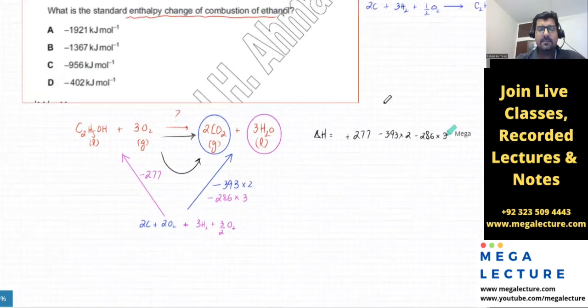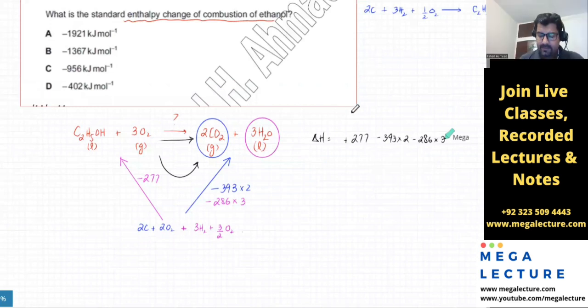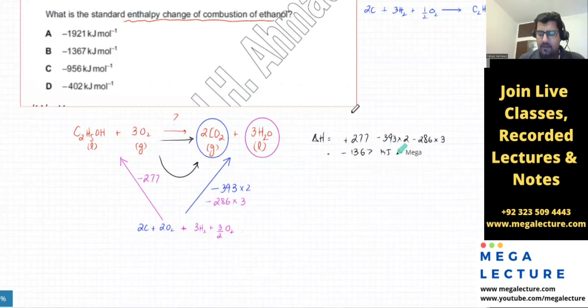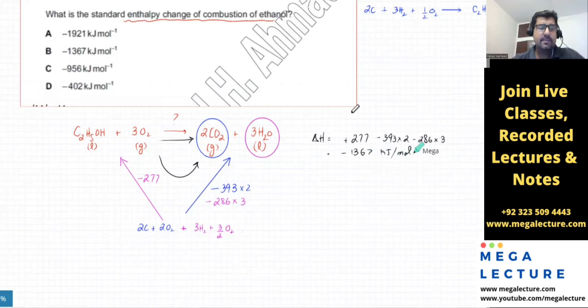What's the answer to this, by the way? Sir, option B. Minus 1367. Okay, so we're getting minus 1367 kilojoules per mole. Now what we're going to do is, I'm just going to repeat this one more time.